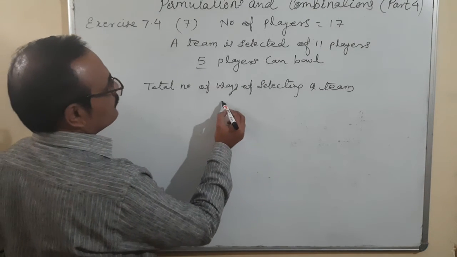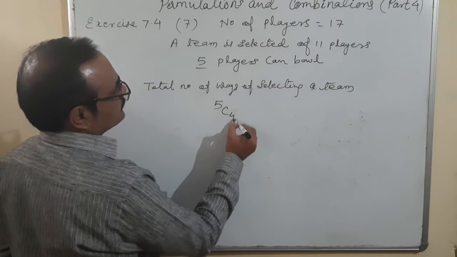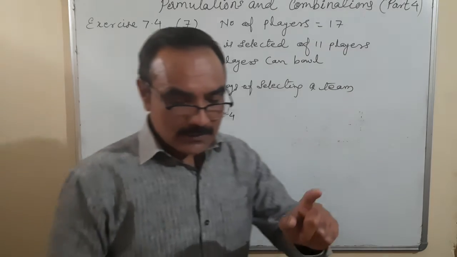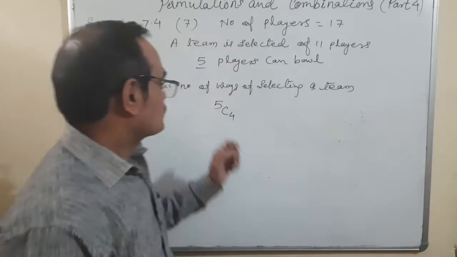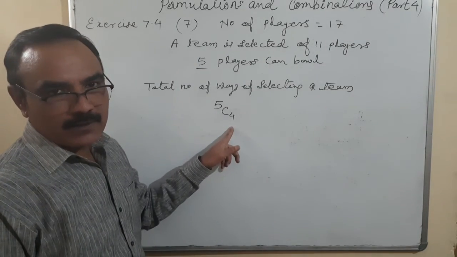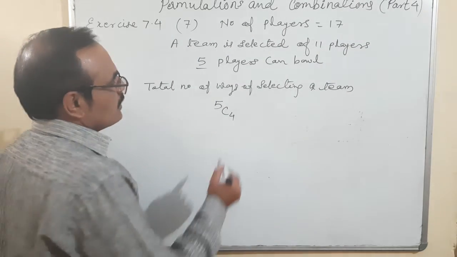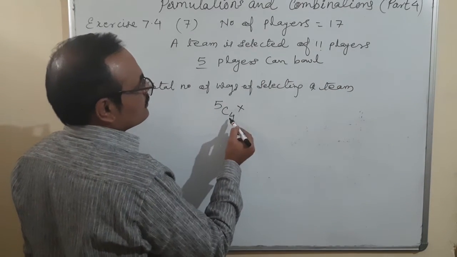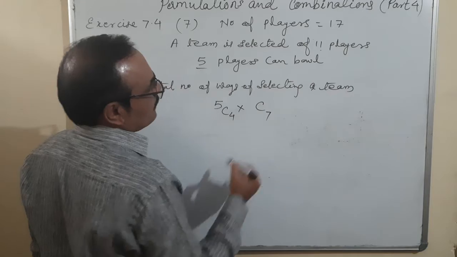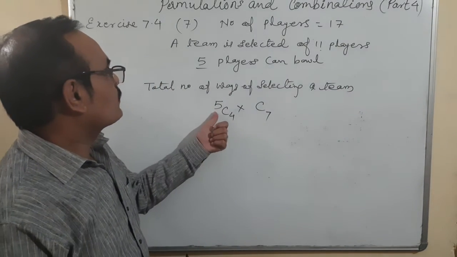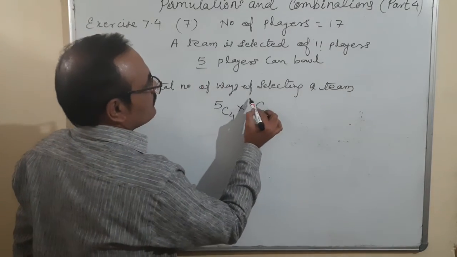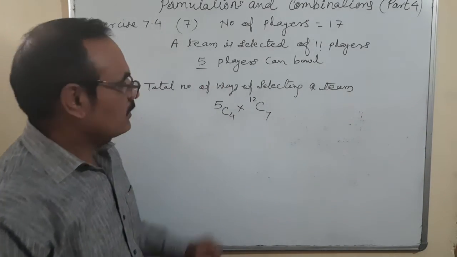So I use the term 5C4, because the condition is that we must include exactly 4 bowlers. So 5C4, now we have selected 4 bowlers. How many players are left in a team of 11? 11 minus 4, that is 7. And out of 17, minus 5 bowlers, 17 minus 5 is 12. So 12 players are here.